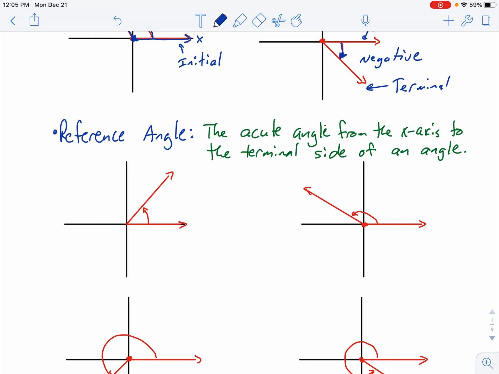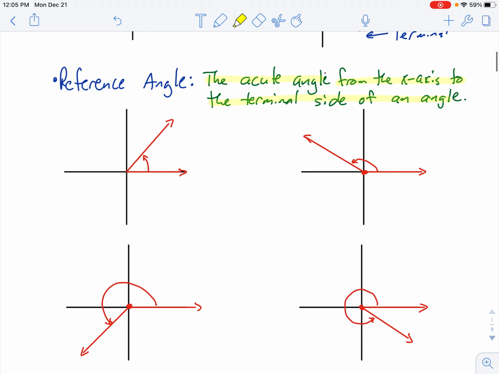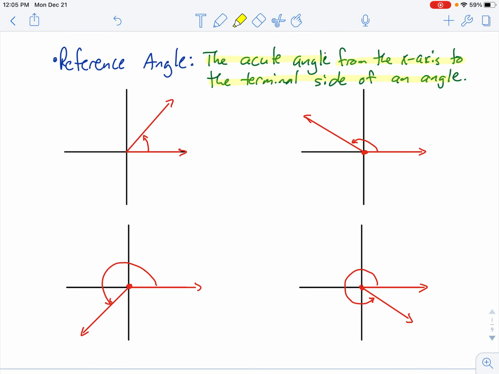Okay, reference angle. So after you've drawn an angle in standard form, there is something called a reference angle. The reference angle is the acute angle. Remember, acute means less than 90. The acute angle from the x-axis to the terminal side of an angle. And there are 4 different scenarios where you can look at a reference angle.